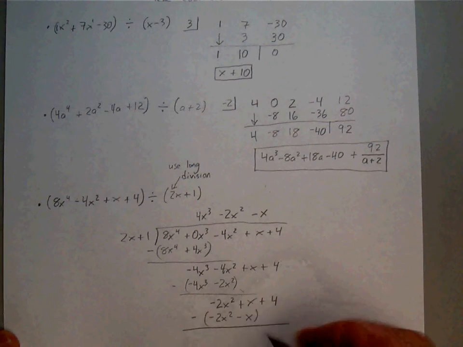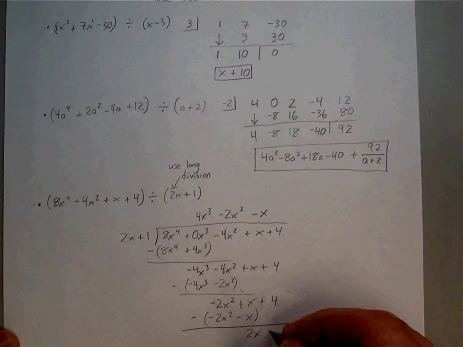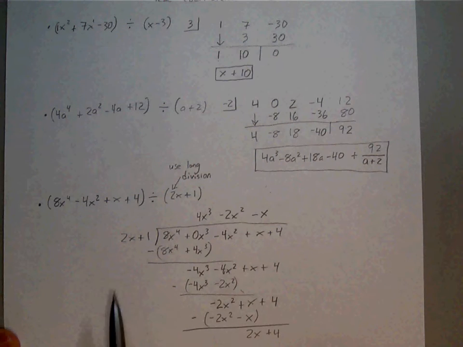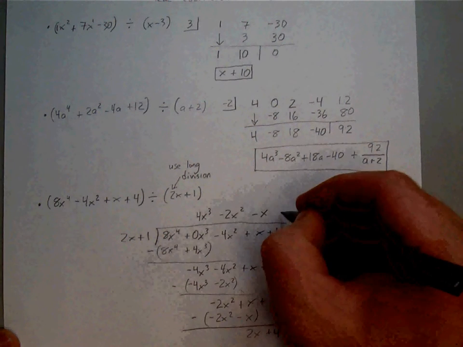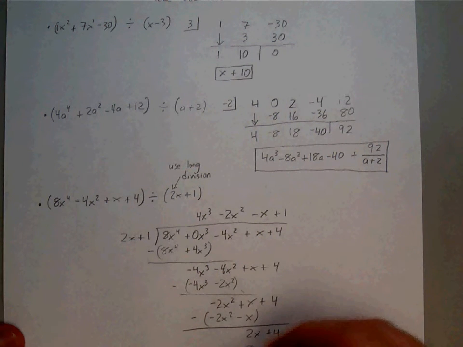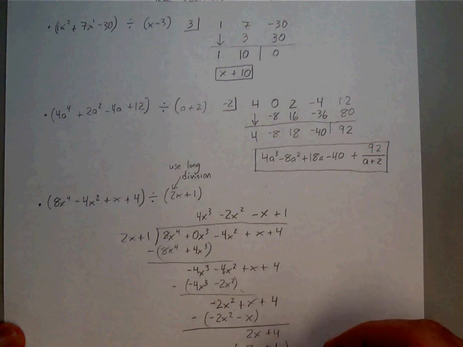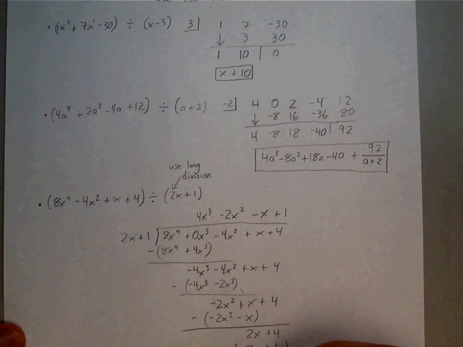Subtracting: 0, x minus a negative x. That's like x plus x. That's 2x. Drop the 4. 2x plus 4. It's going to go in there once. 1 times 2x plus 1 is 2x plus 1. Subtract: 2x minus 2x is 0. 4 minus 1 is 3.